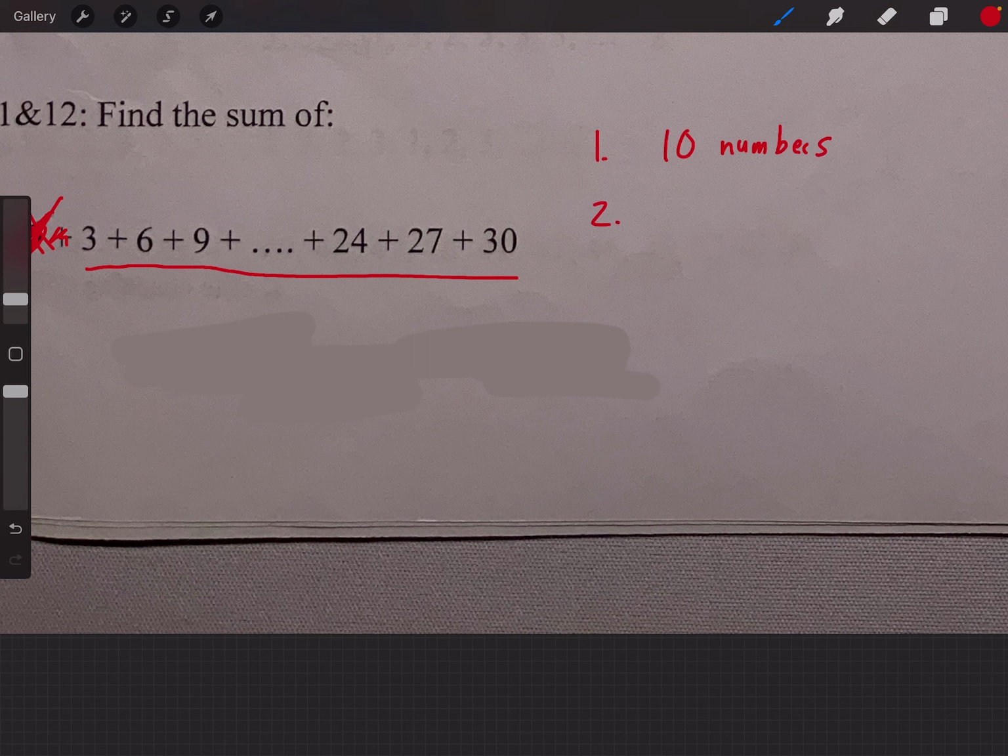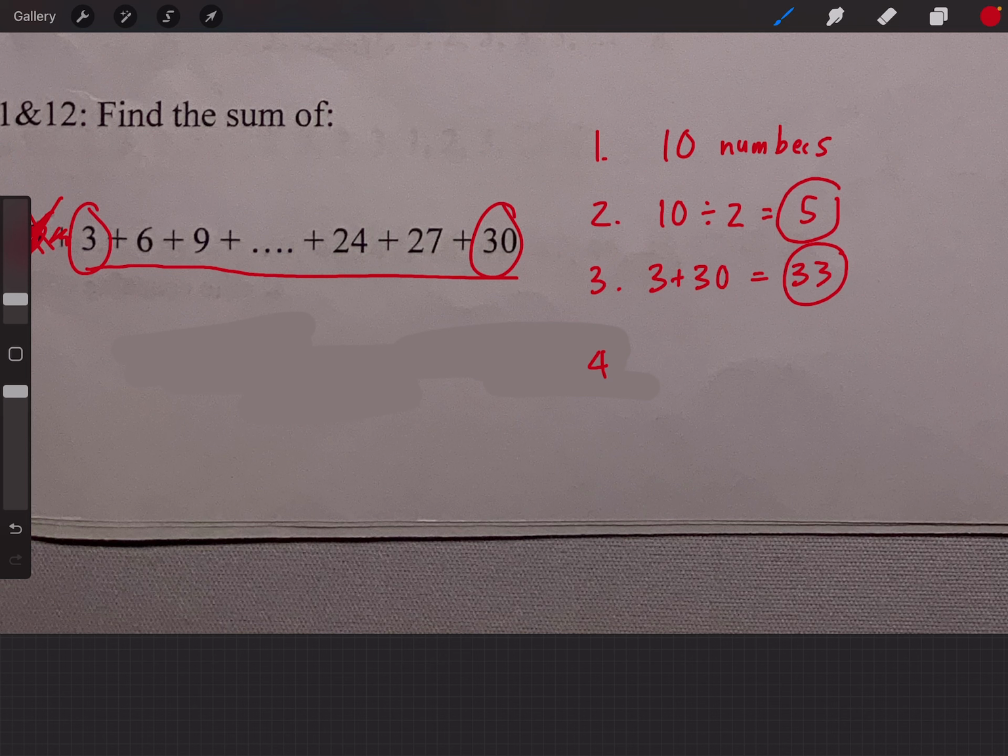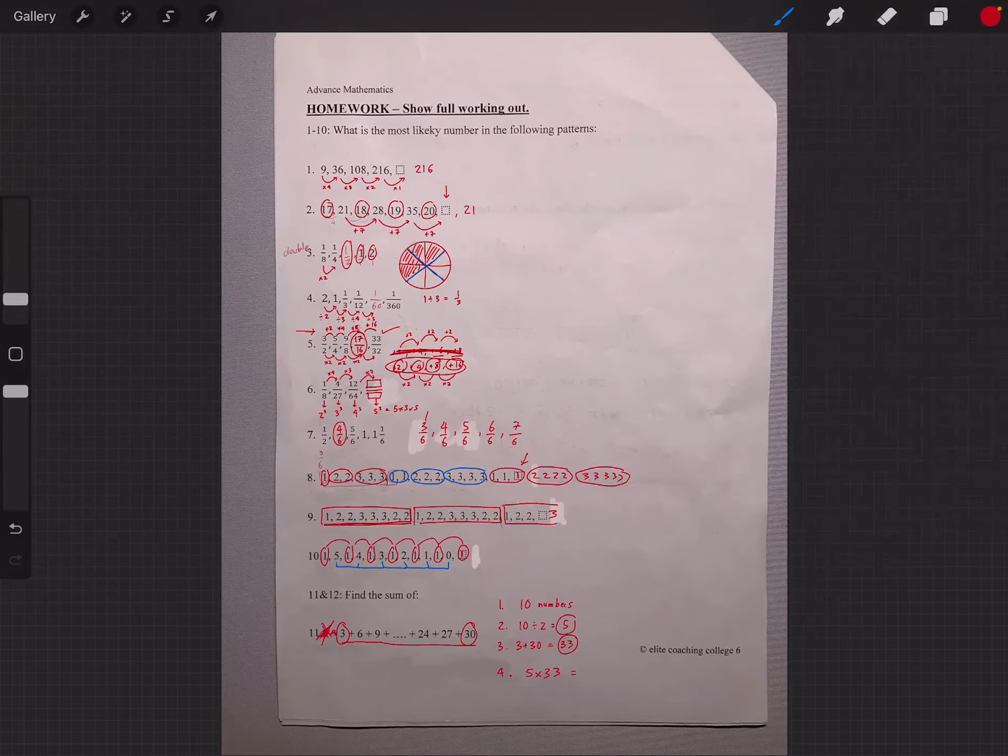Step 2 is we halve the first one. So 10, we divide it by 2, we get 5. Now step 3, add the first and last. 3 plus 27. Oh, sorry, not 27, 30. 3 plus 30 equals 33. And step 4 would be multiply the results from step 2 and step 3. So you multiply 5 times 33 and you will get the answer. Alright, next page.